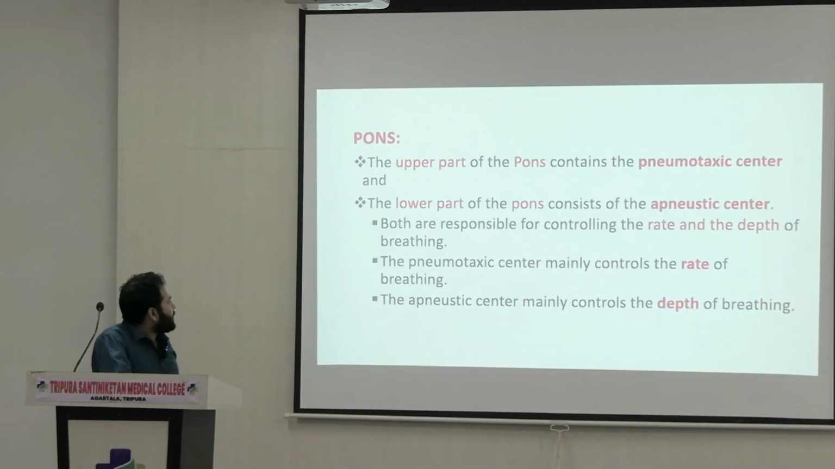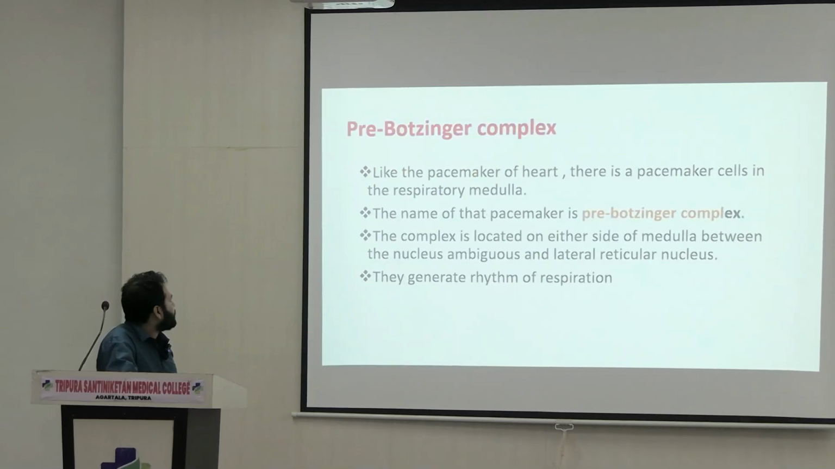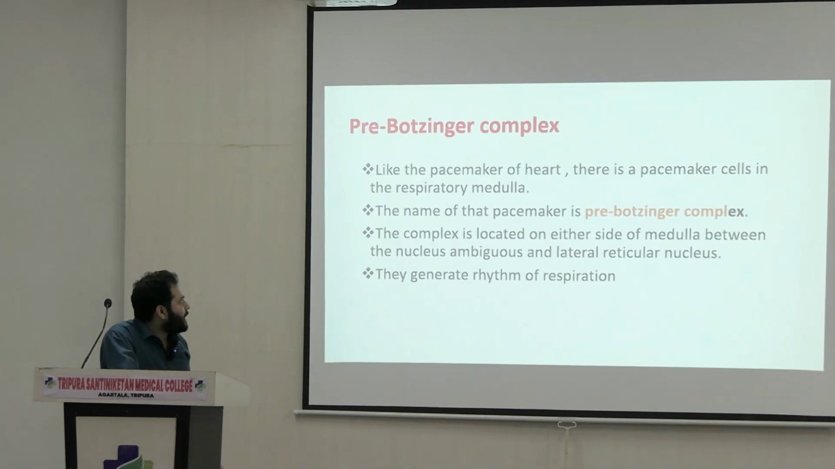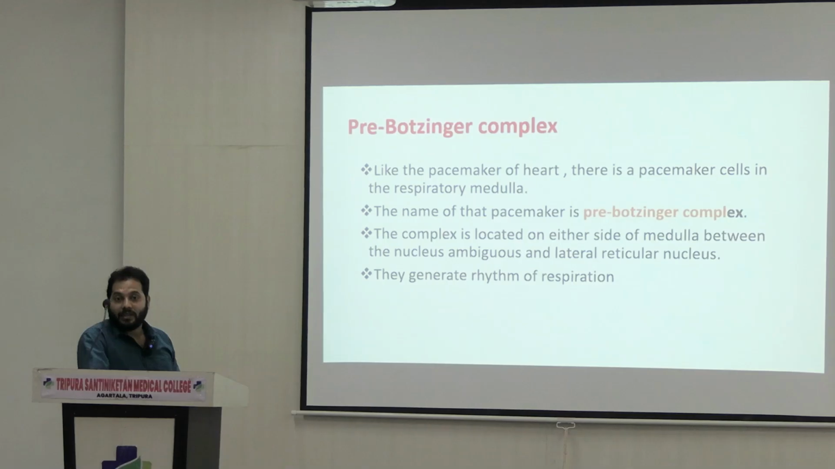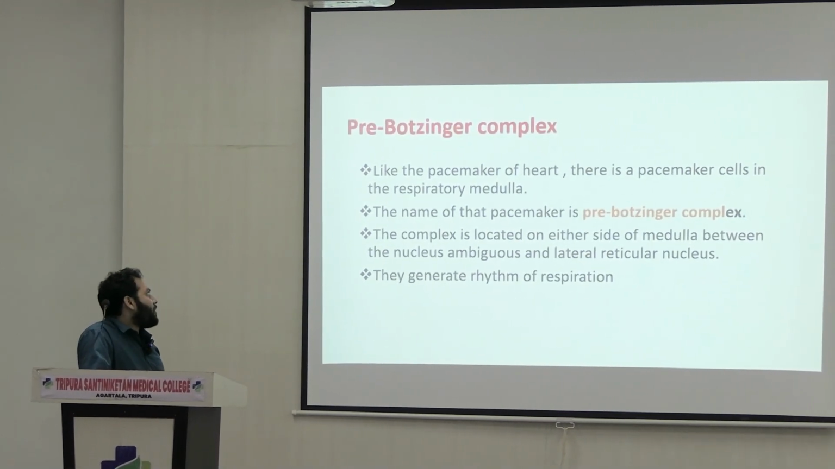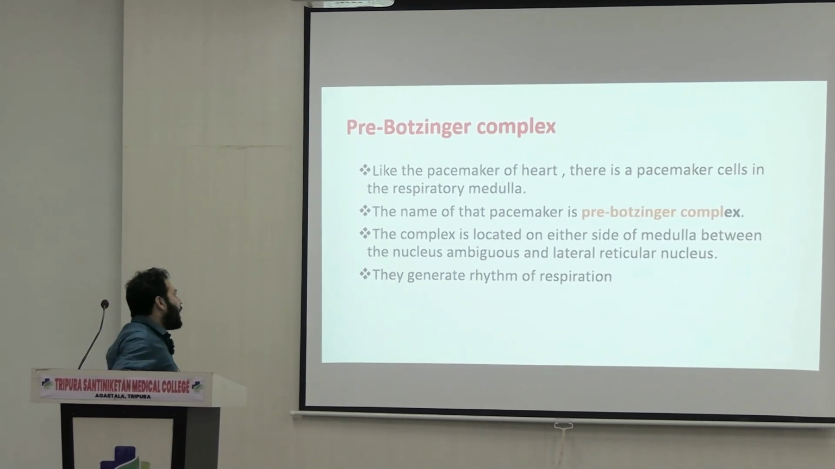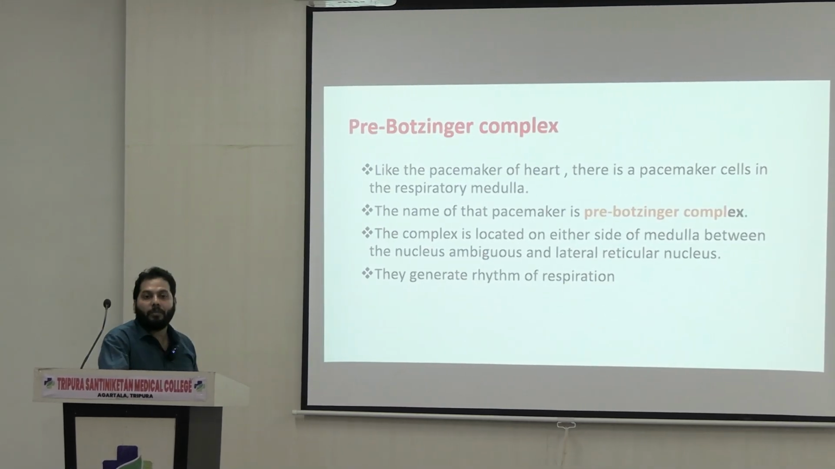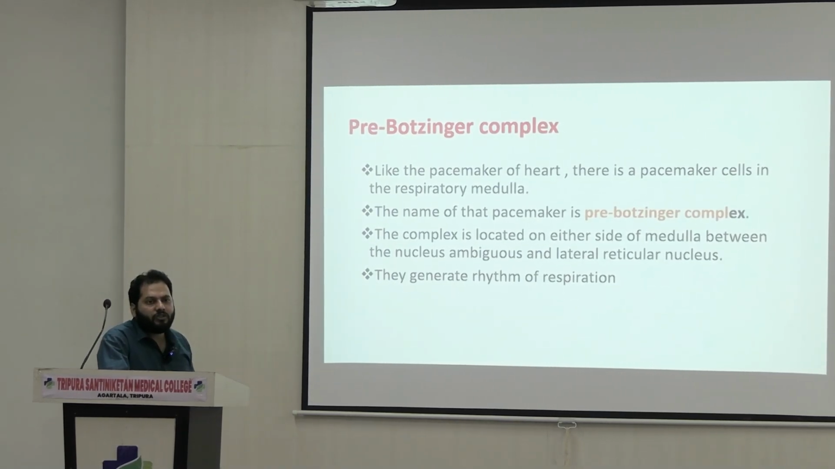Now, see, yes, this one, pre-Botzinger complex. So what is the specialty? The specialty is, it's like a pacemaker of the heart, but here it is the pacemaker of our respiratory system, and this complex is located on either side of the medulla, between the nucleus ambiguus and lateral reticularis, and they generate the rhythm of respirations. So this is the very basic concept about the pre-Botzinger complex.